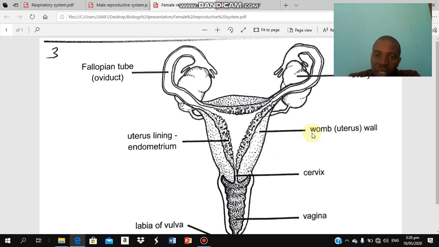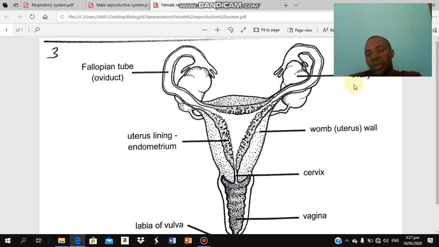We go to another part which is known as the womb. What is the function of the womb? This is where the fetus develops. The fetus develops and grows in the part known as the uterus.